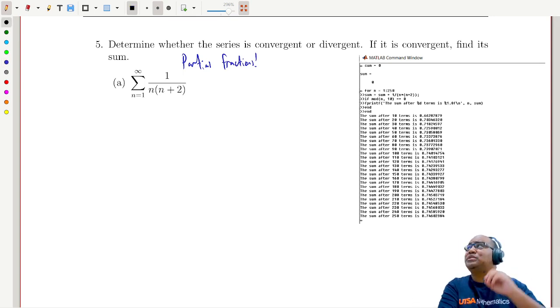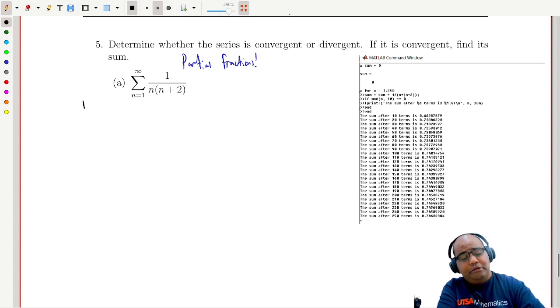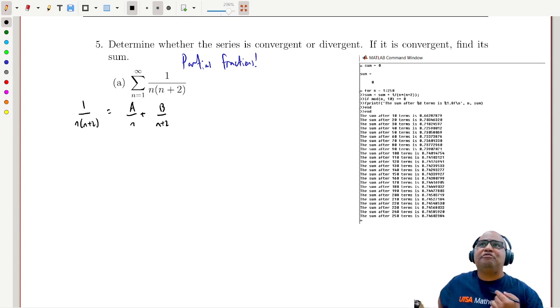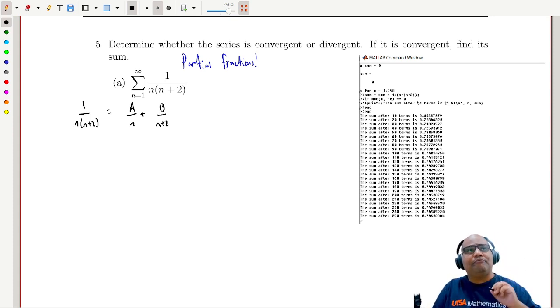So I'm going to break this up into partial fractions. We have 1 over n times n plus 2, which is going to break up as something over n plus something over n plus 2. If you need a refresher on partial fractions, please watch those videos, the recipe, the method, and all that. We're not worried about integrating here. We're just worrying about if this sum converges or not, and we can get this into a form that makes something nice happen.